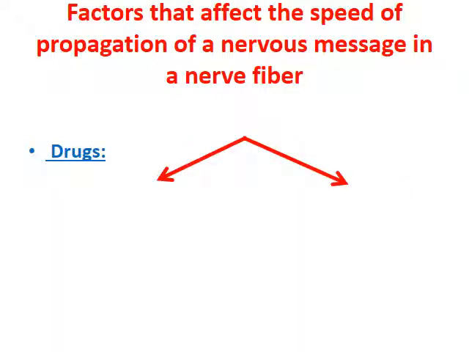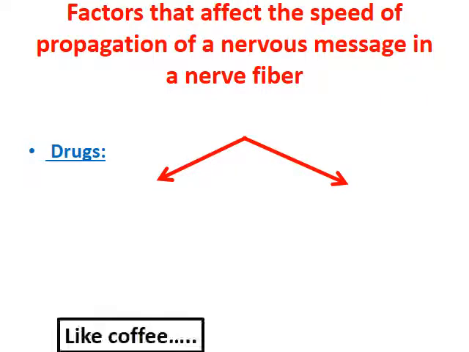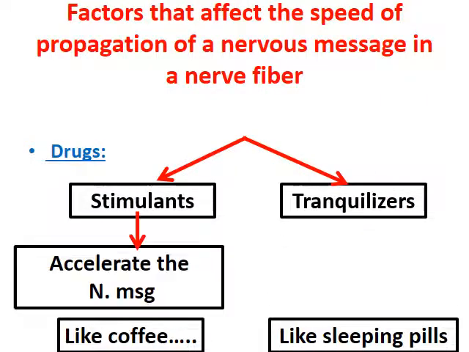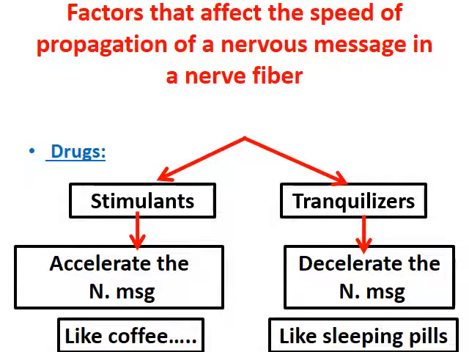Third factor is drugs. We have two types of drugs. We have drugs that are stimulants, and we have others that are tranquilizers. Stimulants stimulate the message. The tranquilizers decelerate the nervous message.